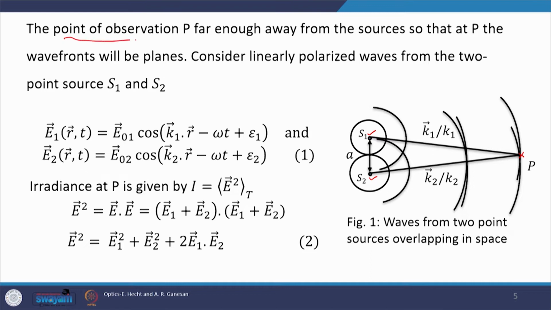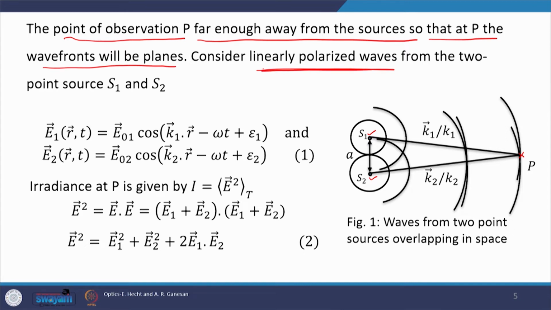The point of observation P is far enough away from the sources so that at P the wave fronts will be plane. Now, we also consider that point sources S1 and S2 emit linearly polarized waves.